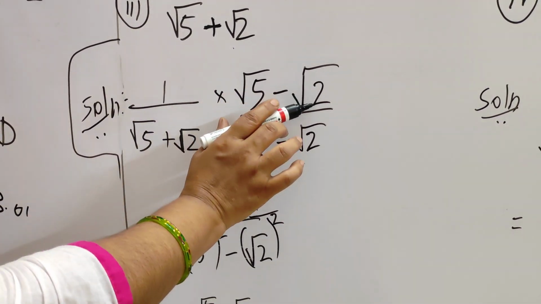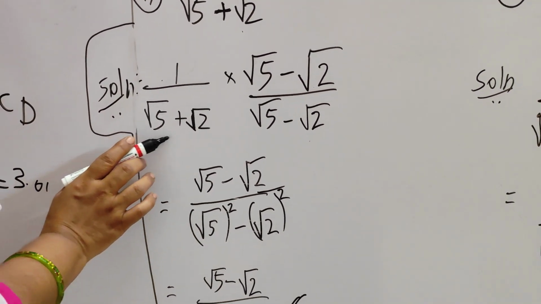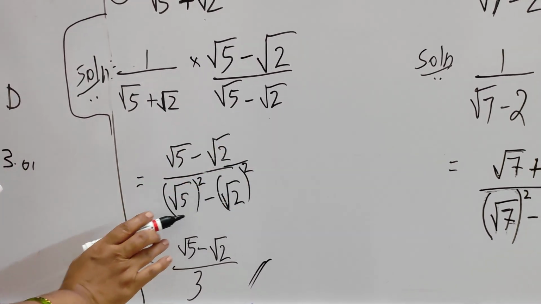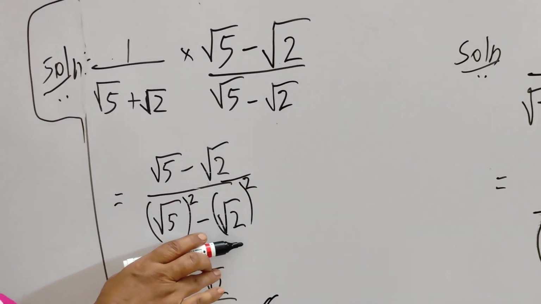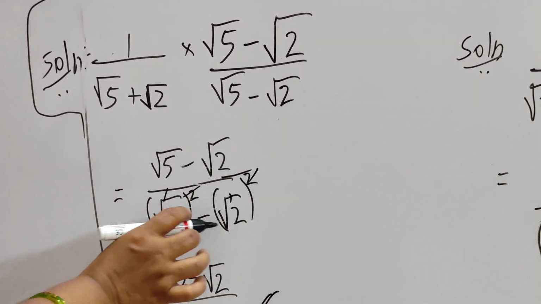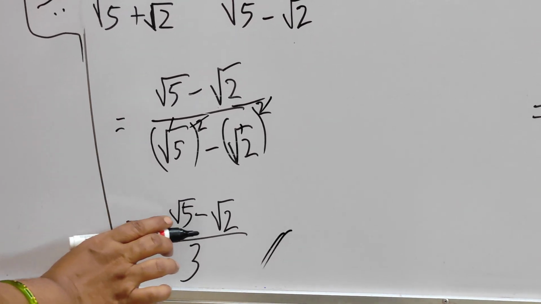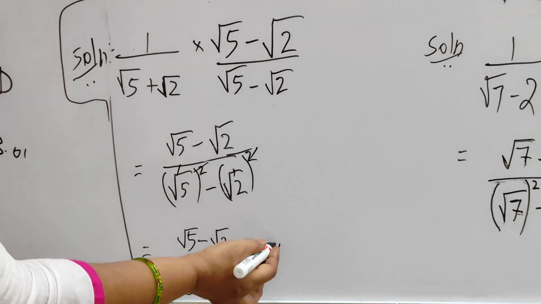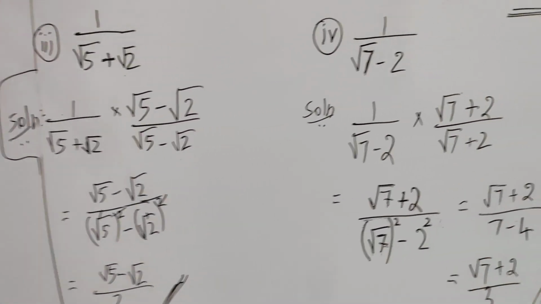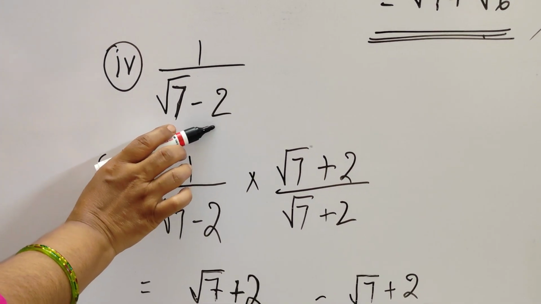Okay. Now root 5 minus root 2 into 1 will be root 5 minus root 2, and again apply the identity. Root a plus root b into root a minus root b is root a square minus root b square. Again square and root gets cancelled. 5 minus 2 it becomes. 5 minus 2 is 3. Numerator is root 5 minus root 2. So this is your third question. Okay. Now next coming to question number 4. Question number 4 is 1 by root 7 minus 2.